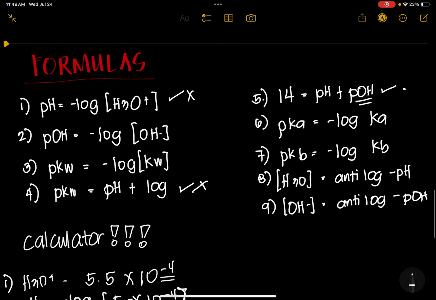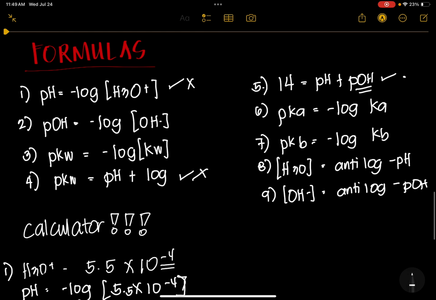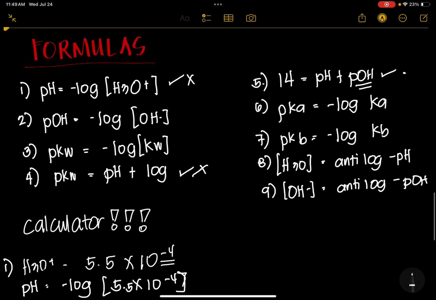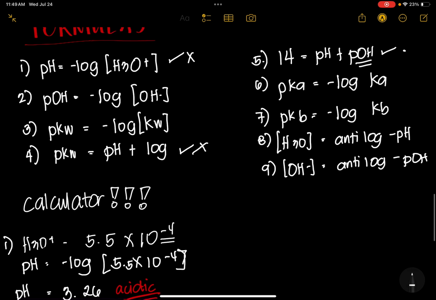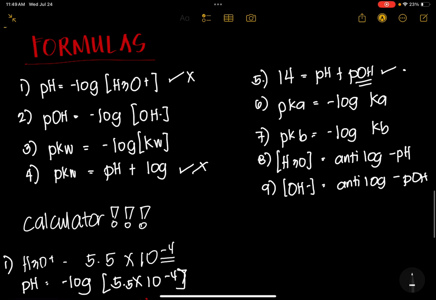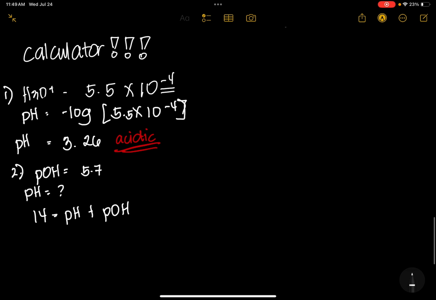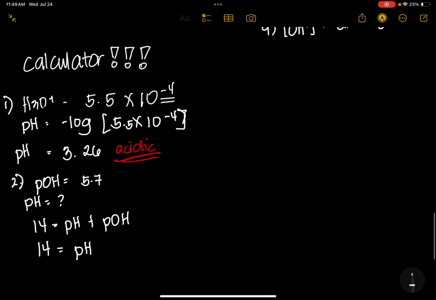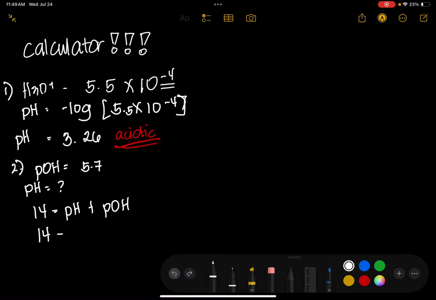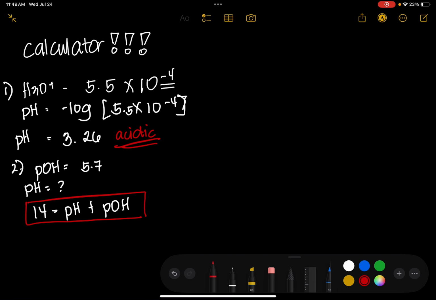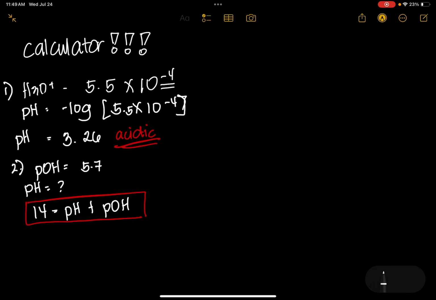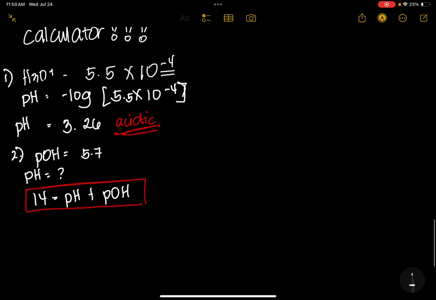I already know that transposition of formulas has been discussed with you. How do you manipulate a formula? So, our formula is 14 plus pOH. For those who do not know, I will give a quick review. 14 is equivalent to pH. Sorry. Wait. Some of you may not know how to do transposition.